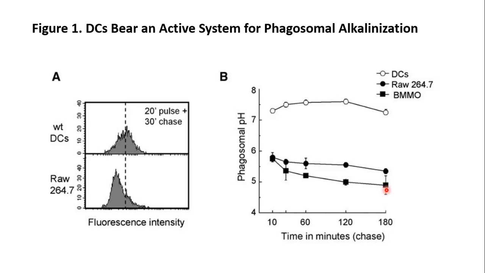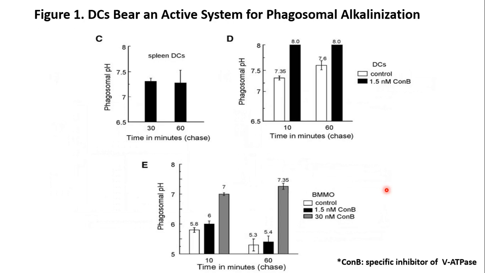So the group hypothesized that if such an alkalinization process existed in DCs, it should become more evident upon blockage of the V-ATPases present in DC phagosomes. So the group analyzed DC phagosome pH in the presence of concanamycin B, a specific inhibitor of V-ATPases.